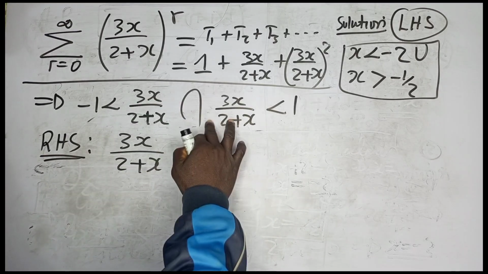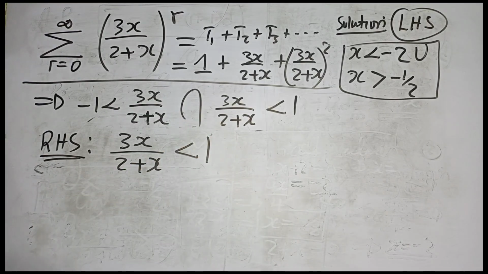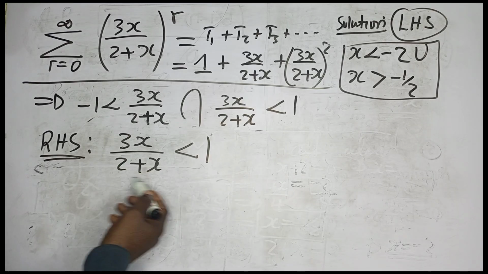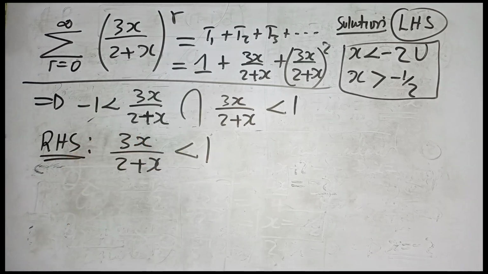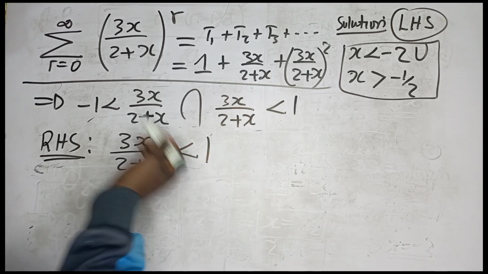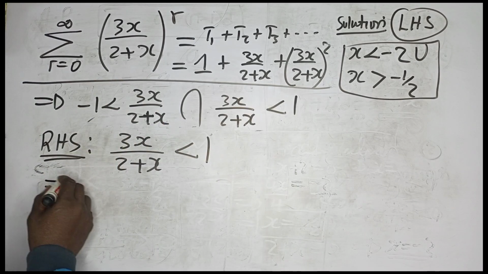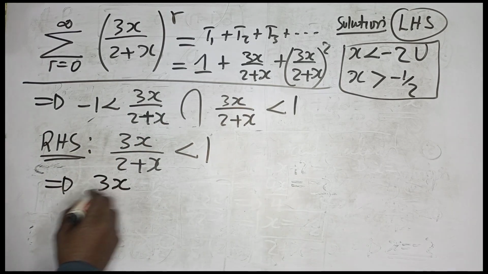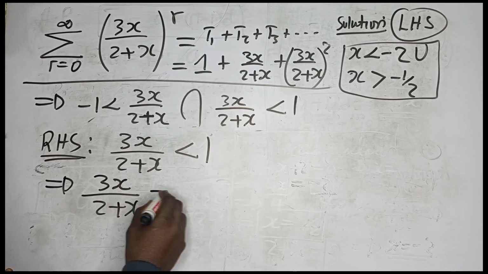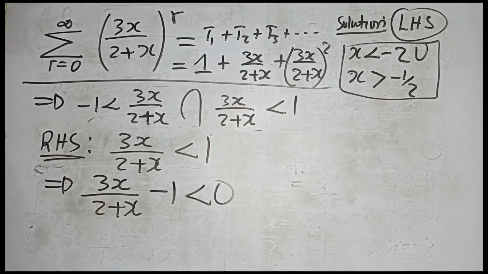Again, we don't cross multiply by this denominator because we don't know the sign of this quantity. Why don't we know the sign of this quantity? Because we don't know the value of x. So we don't take the risk of cross multiplying. So all we need to do is to take this one from the right hand side inside here. So that gives us 3x all over 2 plus x. This is positive 1. Coming this way will become -1 less than 0.